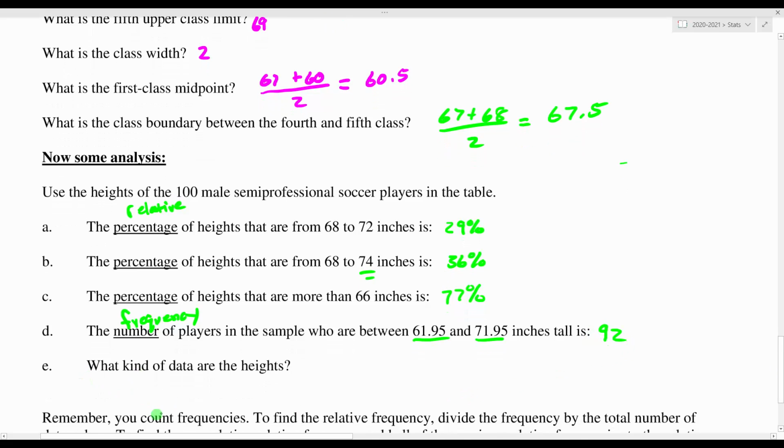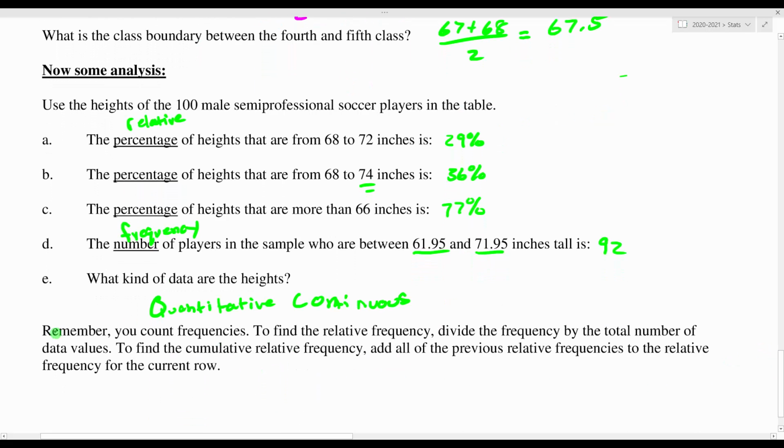Right. And the last question here says, what kind of data are the heights, right? So heights are definitely quantitative. And since heights are measured, and you can literally choose whatever precision you want for heights, it would be continuous, right? So you could have somebody who's 69.2, 69.22, 69.00022, right? So there's an infinite number of values in between any interval, so that would make it continuous as well, so instead of discrete. So this is definitely quantitative, continuous data.